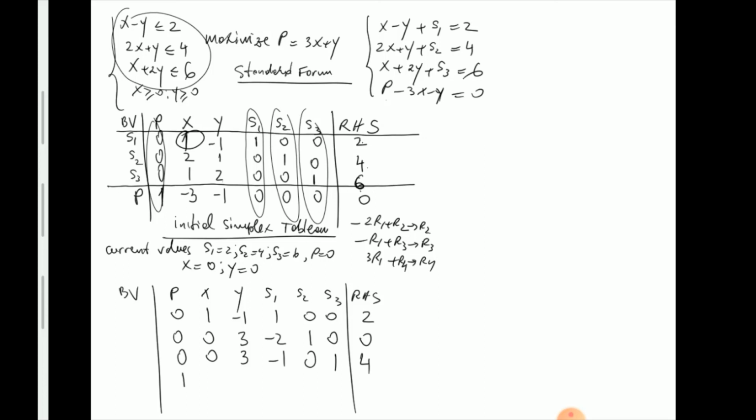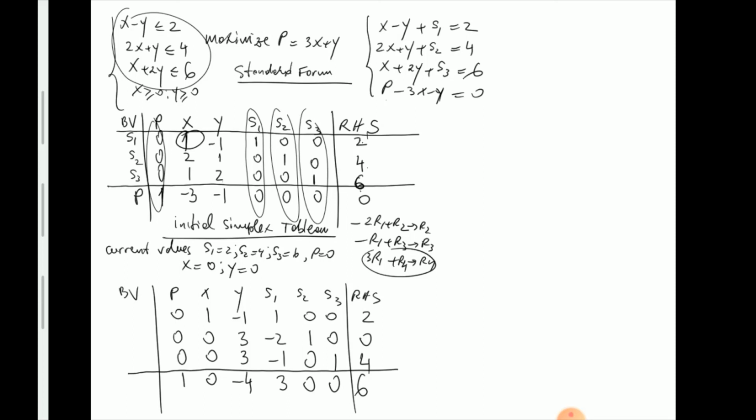1 times 3 minus 3. So I'm looking now at 3 row 1 plus row 4. That's 0. Minus 1 times 3 minus 1. That's minus 4. 3 times 1 plus 0. 3 times 0 plus 0, 0. 3 times 2 plus 0 is 6. And again, isolate the last row.